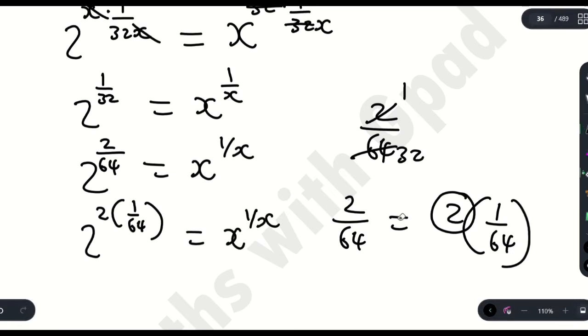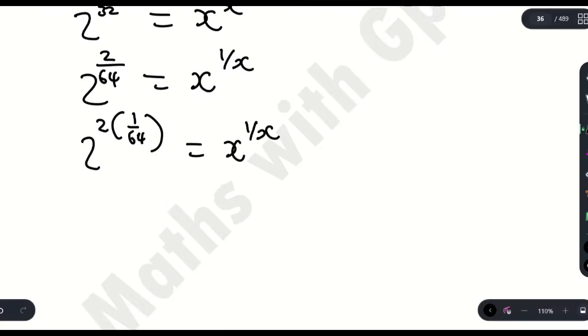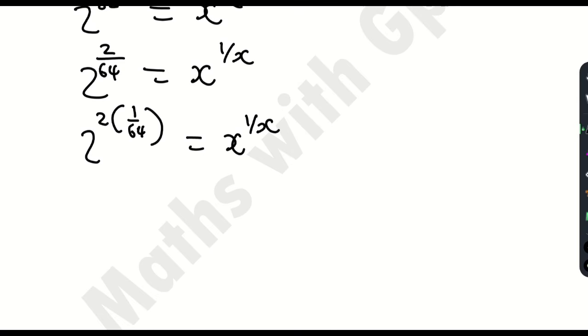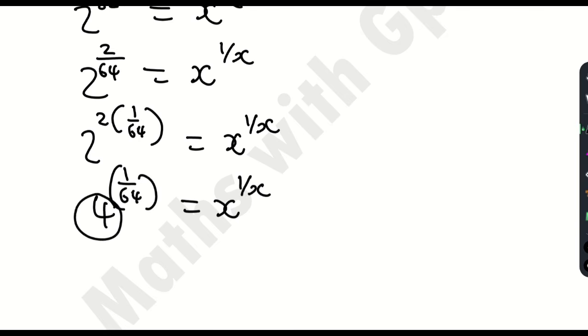Let me get rid of this. Okay, so this is going to be what? Now watch this now. 2 raised to the power 2 is what? 4. So we have 4, then we have 1 over 64. Okay, I think we are getting close to our answer. Again, it's still not the same. This is 4, this is 64.